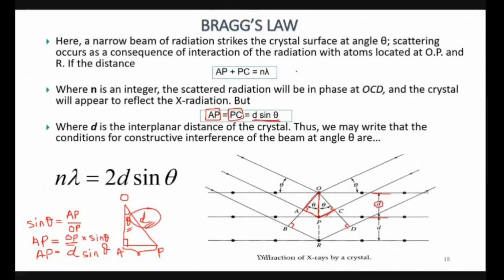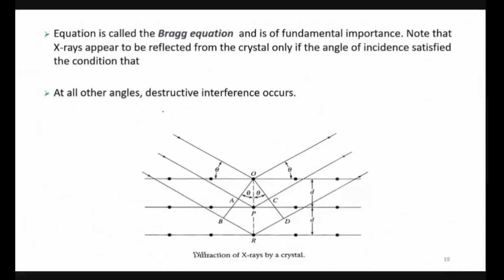But we have a formula over here. We have this equation over here: n lambda is equal to AP plus PC. But both have the same value, that is d sine theta. So if you combine these two equations, you will get n lambda is equal to 2d sine theta, where d is the interplanar distance of the crystal. Thus, we may write that the condition for constructive interference for the beam at angle theta is n lambda equals 2d sine theta. Now, this equation is called Bragg's law. This is one of the easiest derivations. Bragg's law is of fundamental importance.